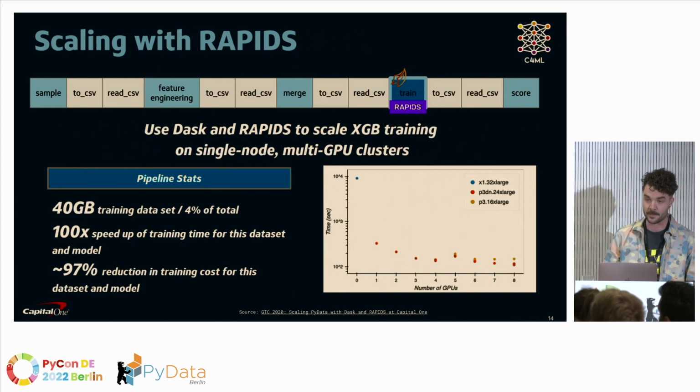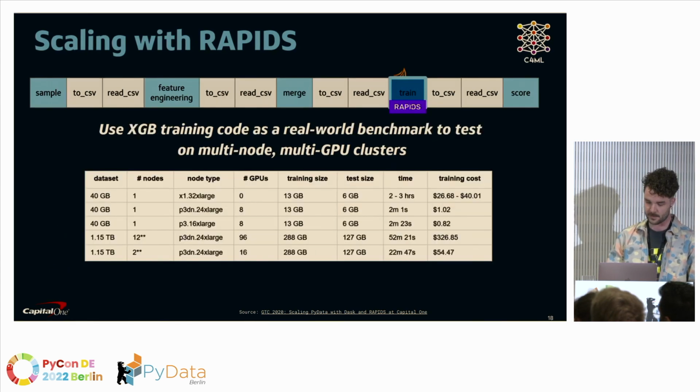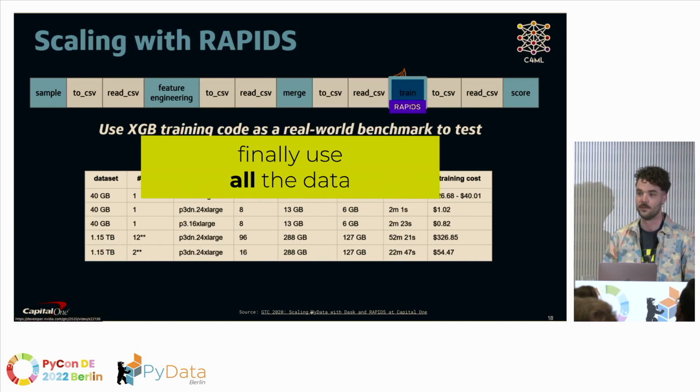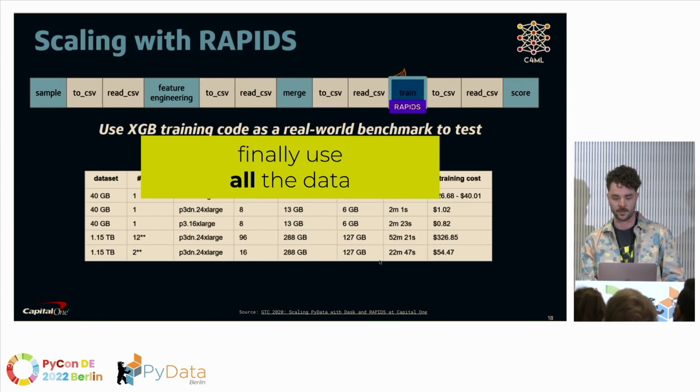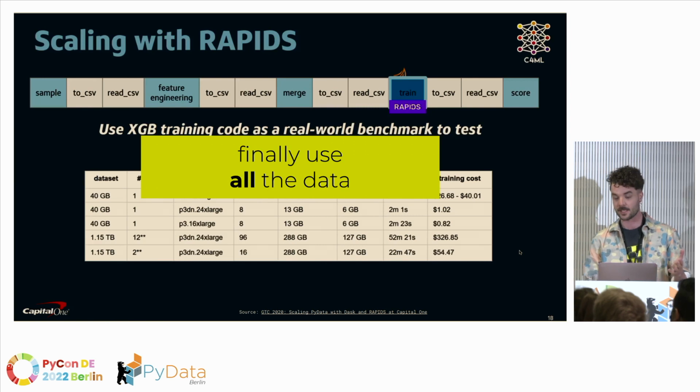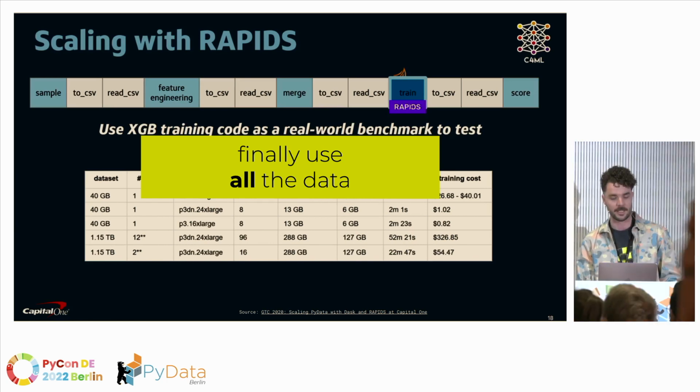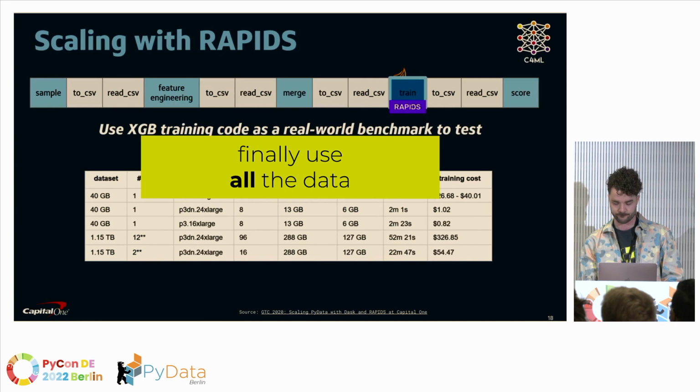Dask also works well with RAPIDS, so if you have access to GPUs, that's another way that Capital One reduced their training cost and time for this specific instance. There's a source here to the full talk if you're interested. I think it's about 30 minutes. That is a great resource. But basically, this is an instance of Dask scaling up the data processing and the company finally being able to use all of their data, which was sitting around.